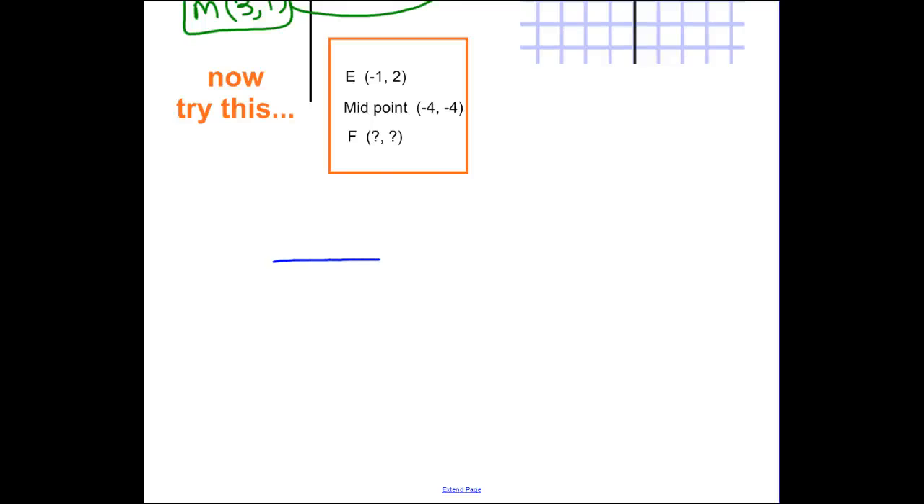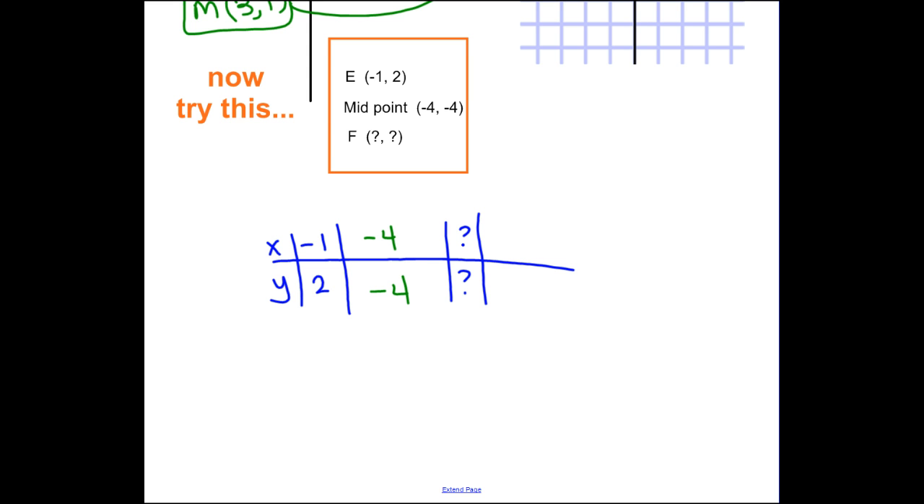I'm going to put this kind of on a number line here, so our x and our y. We know our one x is negative 1 and our one y is 2. We don't know our other x or our other y, but we do know that the middle is negative 4, negative 4. So how do I get from negative 1 to negative 4? I have to subtract 3, right? So to get from negative 4 to the other point, because it's halfway between, I have to subtract 3 again.